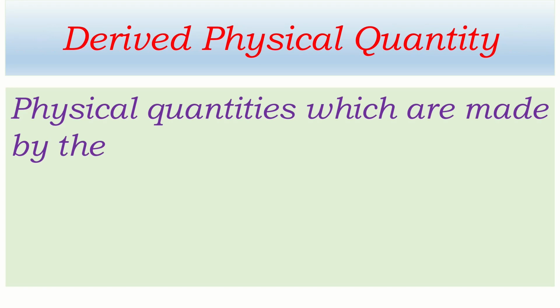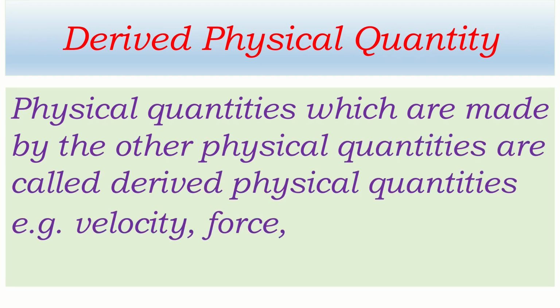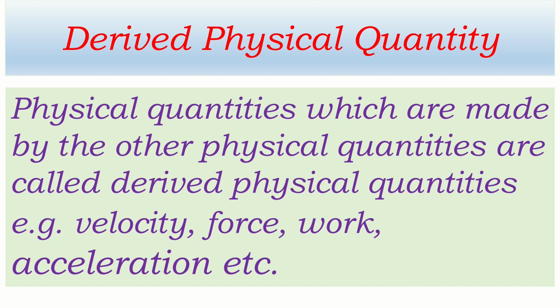But derived physical quantities mean physical quantities which are made from other physical quantities. For example, velocity, force, work, acceleration, etc. Velocity is derived from the physical quantities length and time, and force is derived from the physical quantities mass, length, time. So these are derived physical quantities which are made by using other quantities.